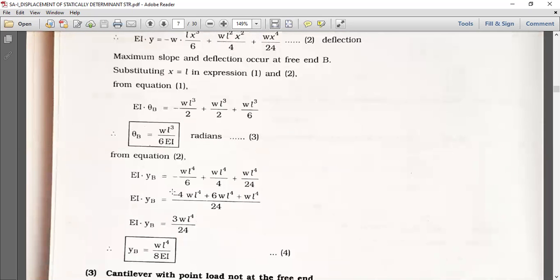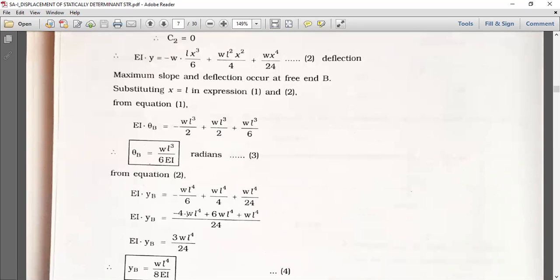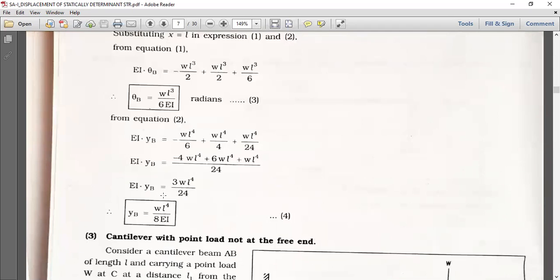For equation 2, EI into YB is equal to minus WL raised to 4 divided by 6, plus WL raised to 4 divided by 4, plus WL raised to 4 divided by 24. To simplify it, we have EI YB is equal to 3 WL raised to 4 by 24. So YB is equal to WL raised to 4 divided by 8 EI. This is the equation of slope and deflection for a cantilever beam having a uniformly distributed load.